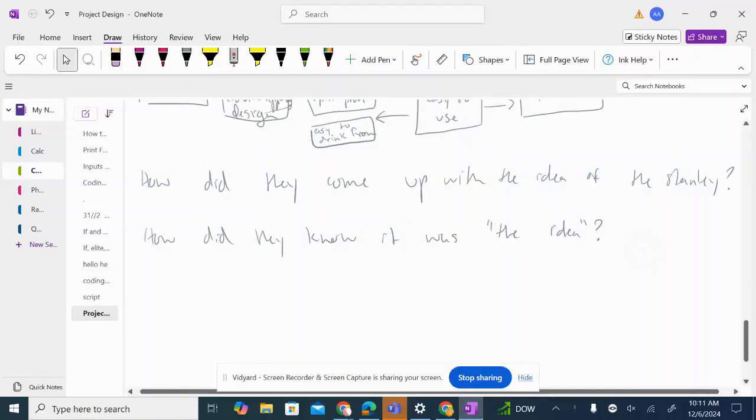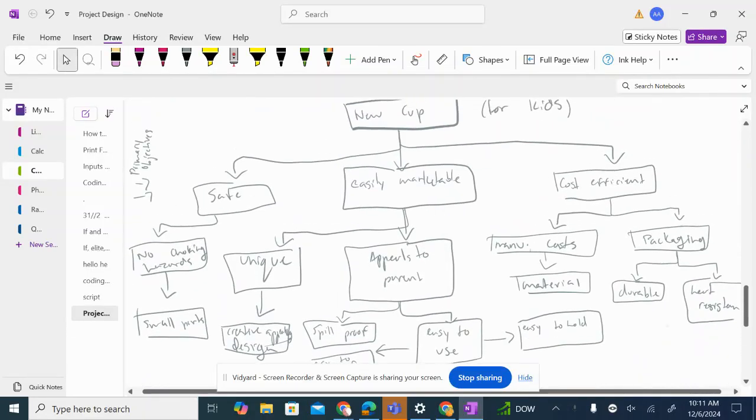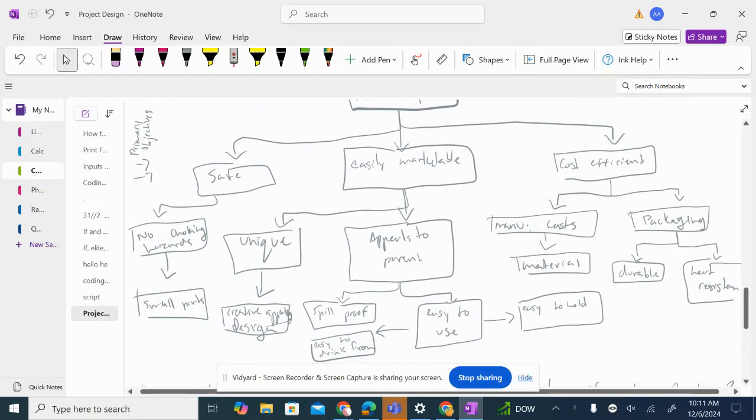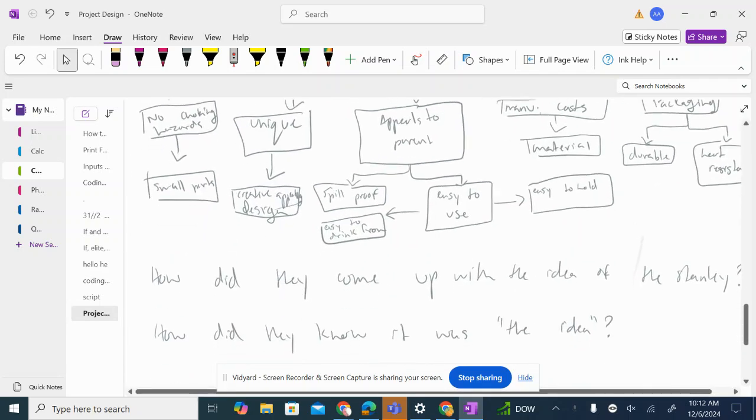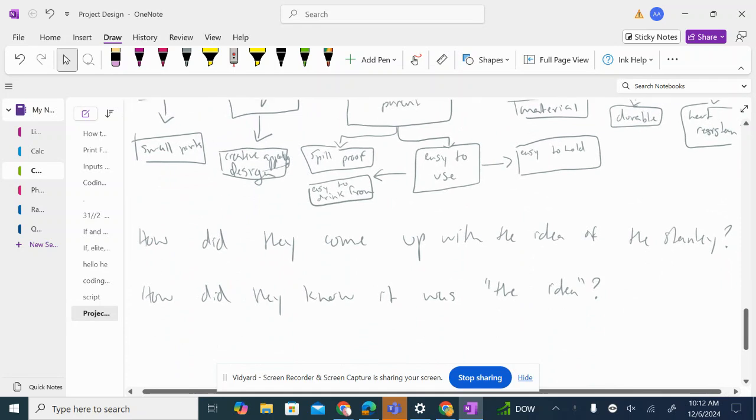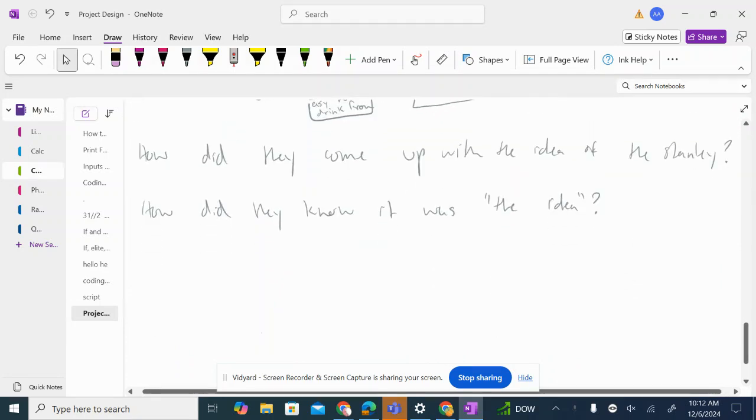We specifically left off at the objective tree for creating a new cup, specifically for kids. And then we started talking about how the Stanley was created and why it would be easily marketable and cost efficient. Now, at the end of the last question, I asked, how did they know that the Stanley was the idea?